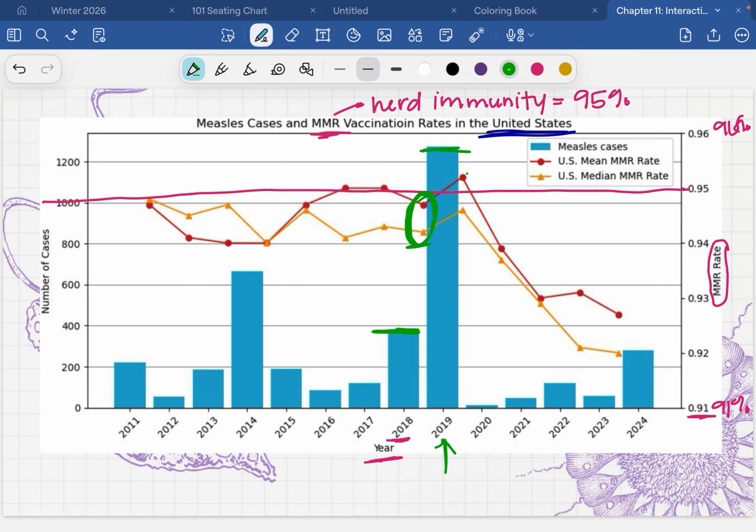Now, the next year, there was an increase in the number of vaccines, right? The mean MMR rate went over this 95% threshold. And then the next year, there was a record low number of measles cases. Now, this probably also had something to do with the fact that it was 2020 and people were not going outside, right? That was during COVID. So that probably played a role in that too.